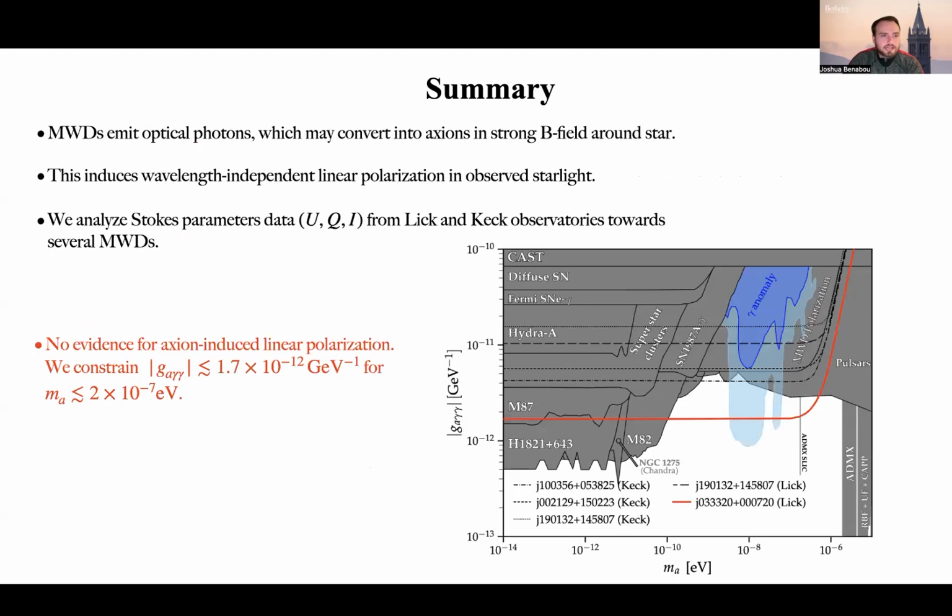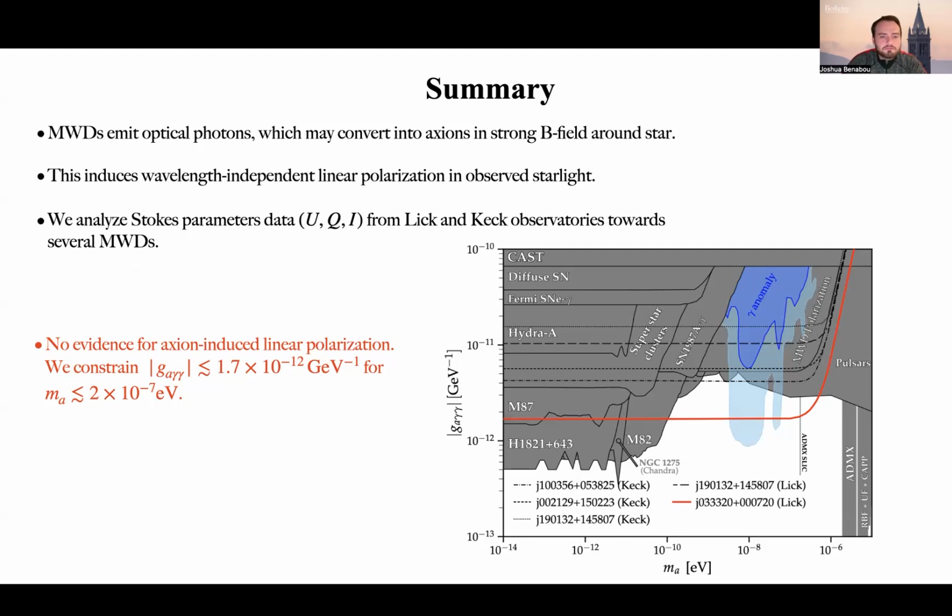In summary, magnetic white dwarfs emit optical photons, which may convert into axions in the strong magnetic field around the star. This induces a wavelength-independent linear polarization in the observed starlight. By analyzing the Stokes parameter data, which we collected with the Lick and Keck observatories towards several magnetic white dwarf stars, we find no evidence for axion-induced linear polarization, and we constrain the axion-photon coupling to be less than 1.7 × 10⁻¹² inverse GeV for axion masses below 2 × 10⁻⁷ eV.